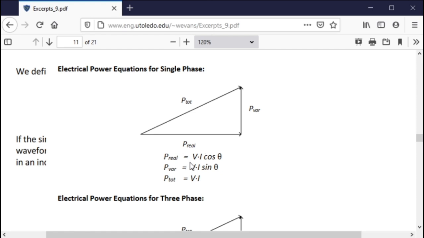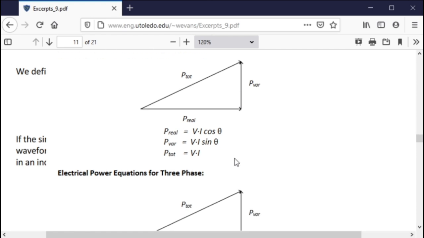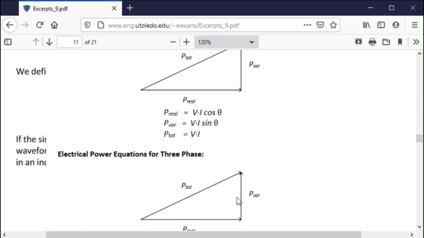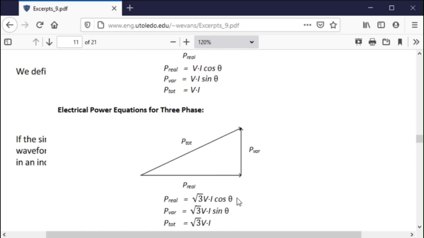If you have single phase, P real is V times I times cosine theta, or this angle right here, and P var, or the imaginary power, is this right here, and the P total is this right here. This is what you pay for in your house. This is what you get out of it. In the house, you don't care too much about losing a little bit, but in industry, when this gets big, you're losing quite a lot, and people want to lose as little as possible. That's why they put capacitors in factories around motors to bring this number on this vertical line down.